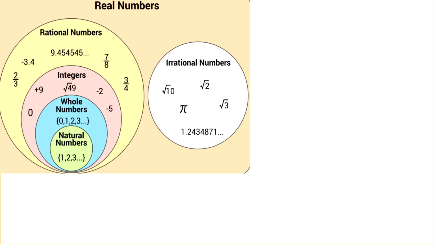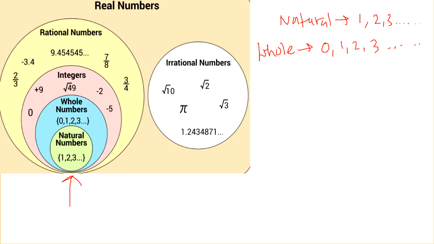So you see, the first one is always the natural numbers. This is a Venn diagram which is depicting how numbers are classified. The natural numbers will always start with 1 and then go on towards the positive numbers. After that come the whole numbers, which start with 0 and then 1, 2, 3 and so on. One has to remember the difference between natural and whole numbers is this 0.